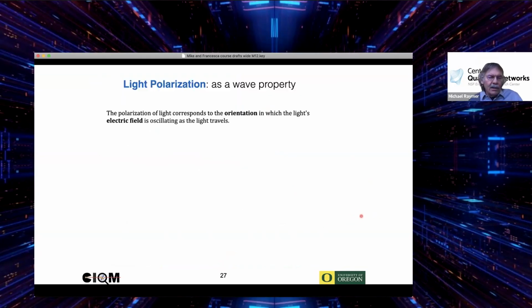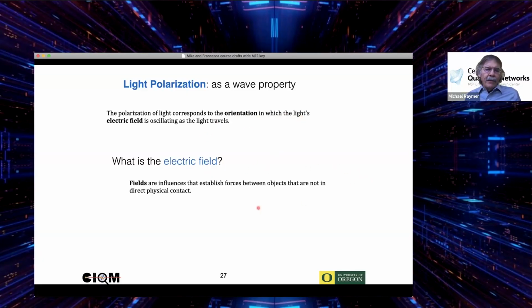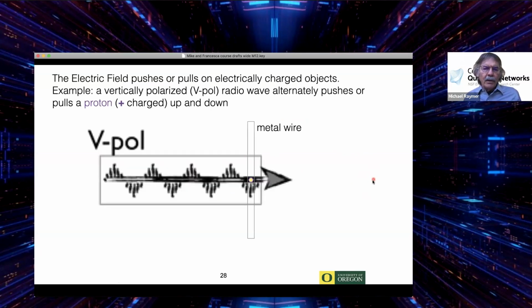Well, now I'm going to change the story on you and talk about a wave property. After we just talked about particle properties, we now need to talk about wave properties. Well, light can also be correctly viewed as a wave. Polarization of light corresponds to the way in which, or the direction in which, the light's electric field oscillates as it travels. But what's an electric field? A field is something that establishes a force between objects that are not in direct contact. For example, the moon is attracted to the Earth because there's a gravitational field that establishes a force between them. Okay, that's a field. Well, there's also electric field.